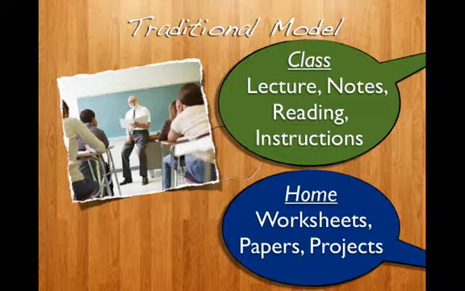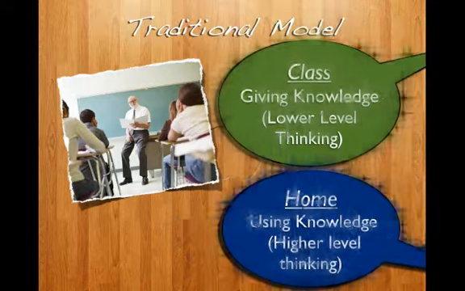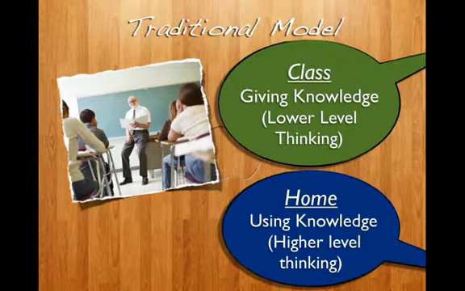When you look at this model in a different light, what you see is that the class time is being used to give the knowledge, or as Bloom's taxonomy would say, the lower levels of thinking, the basic getting of information, trying to grasp a general understanding of what's going on, while at home, the student's time is being used to use the knowledge, the higher level thinking. This model presents a number of problems.